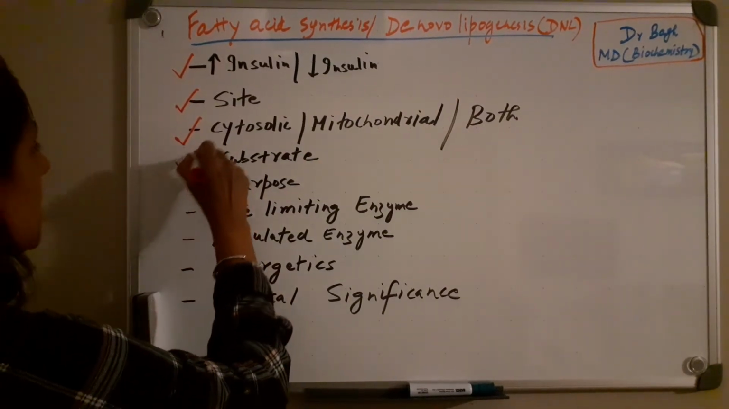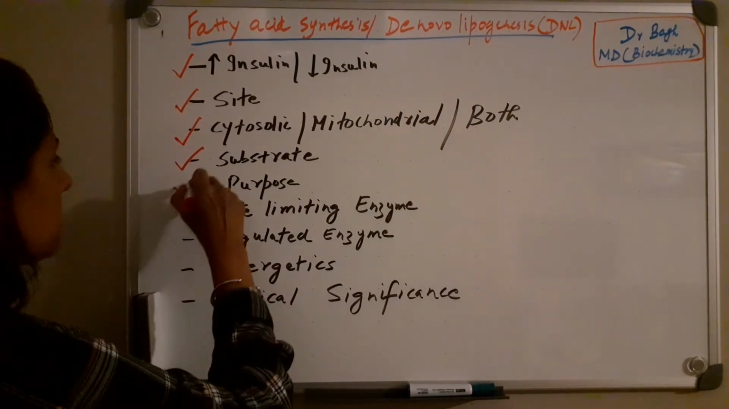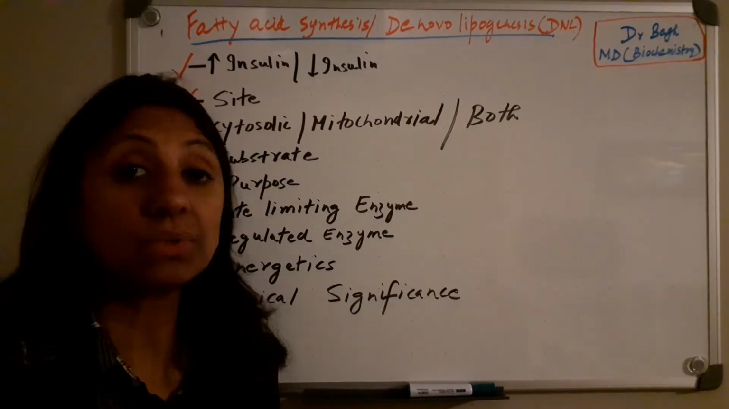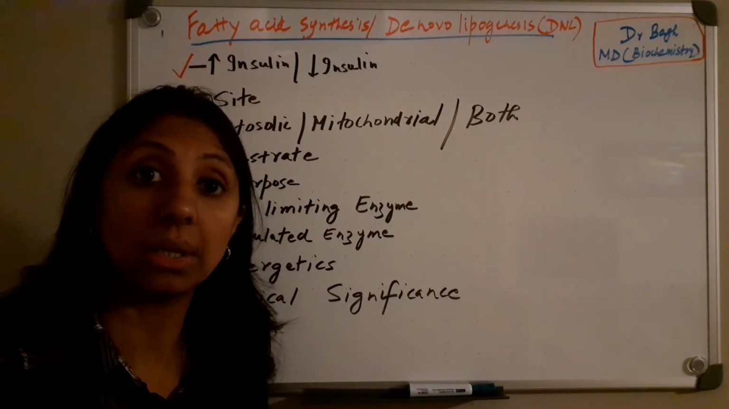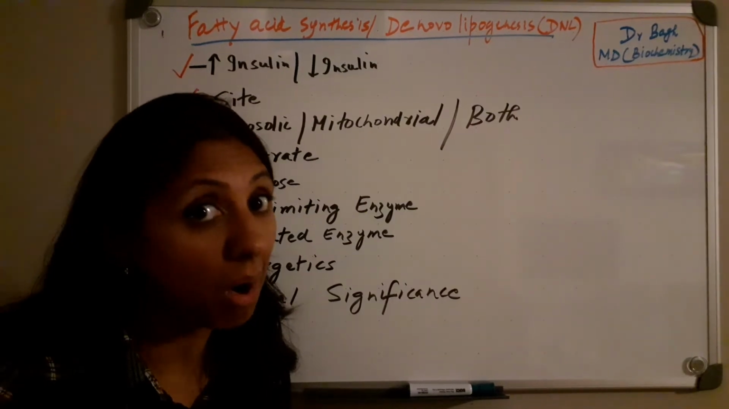Then, what's the starting molecule or the substrate of the pathway? Then, what's the purpose of the pathway? Why is it important to know the purpose? Because if this pathway is shut down in your body, if you know the purpose, you will know what you will not get in your body.